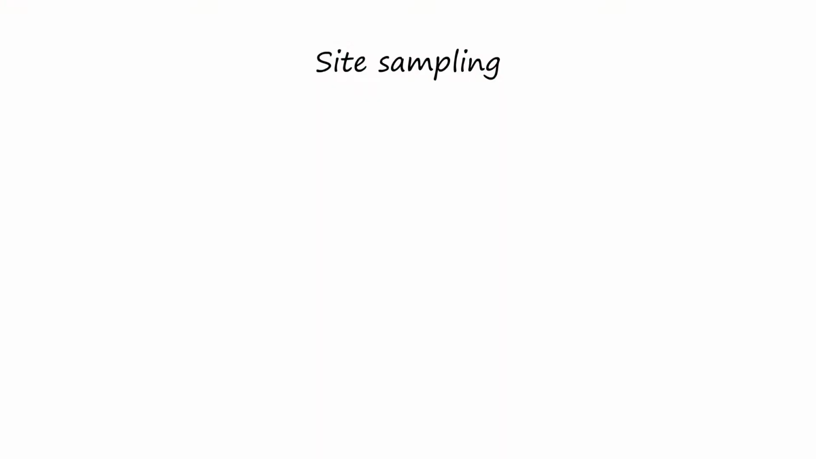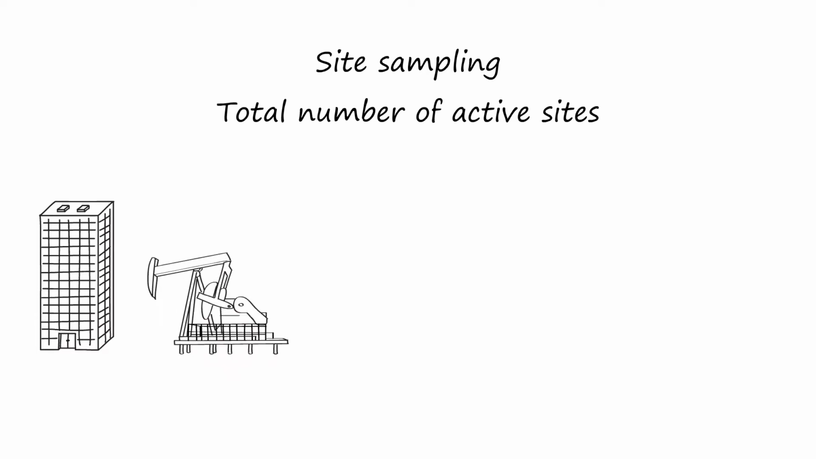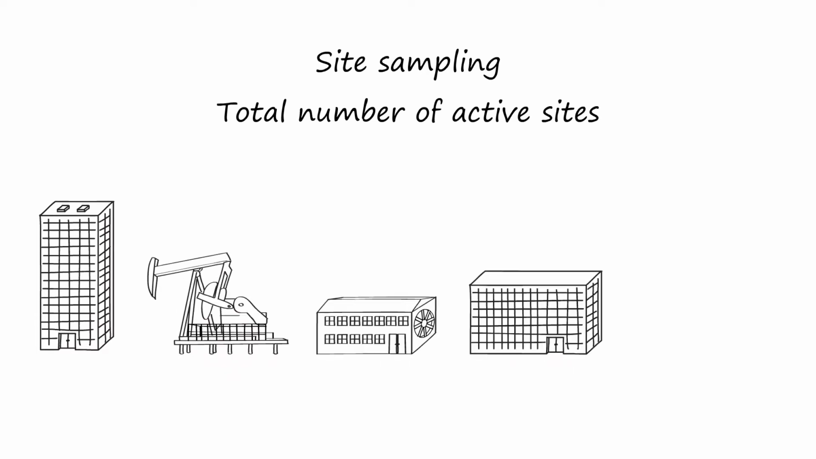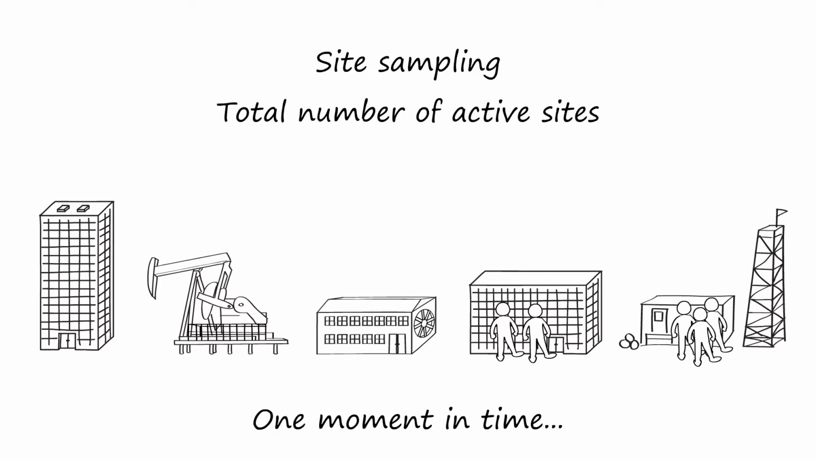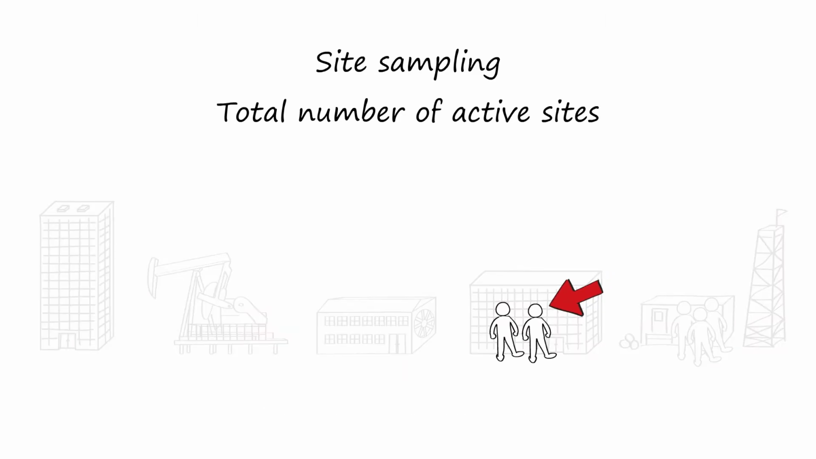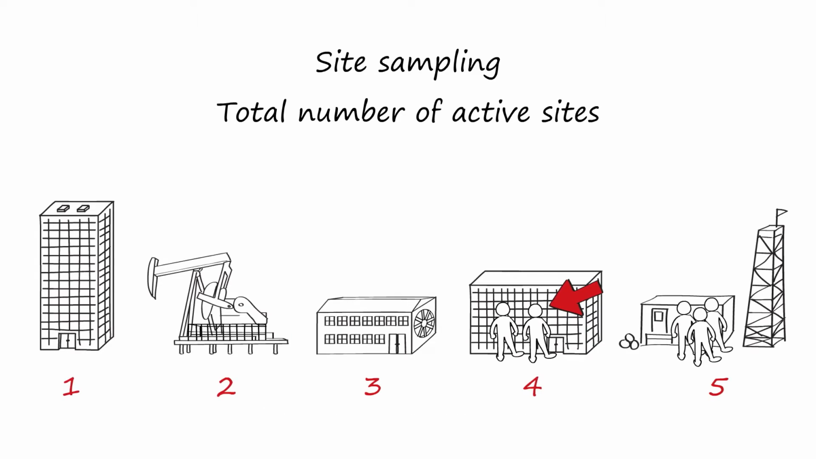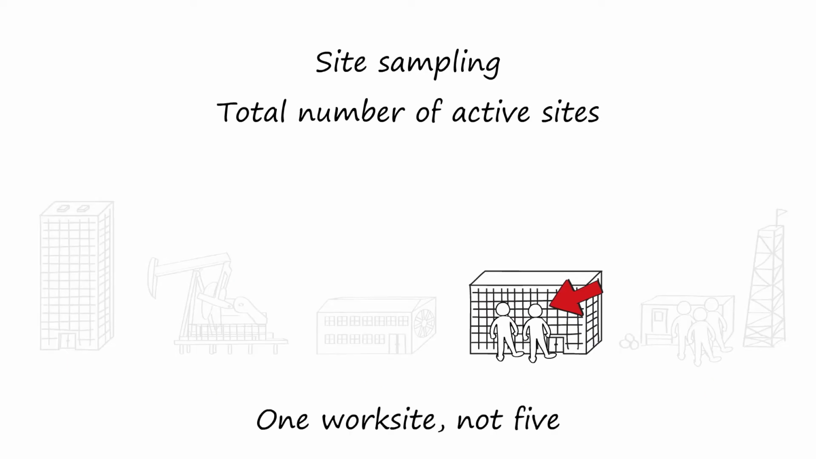Let's start with site sampling and establish the total number of active sites. In some cases, that is straightforward. In cases where you have workers moving from site to site over time, you can figure out the number of work sites by freezing time. If at any one moment in time this work crew can be at any one of 5 sites, that would only count as one work site, not 5.